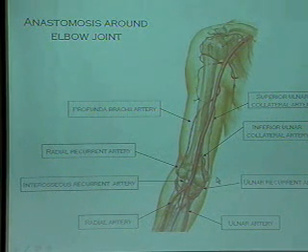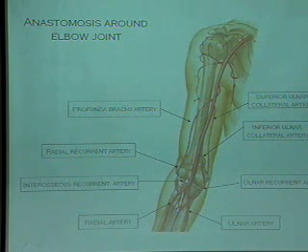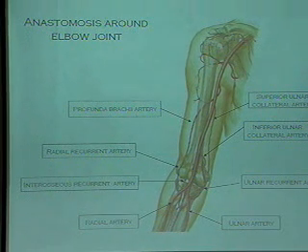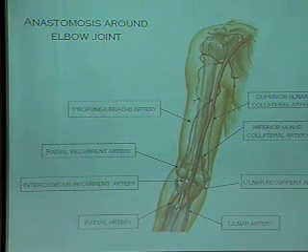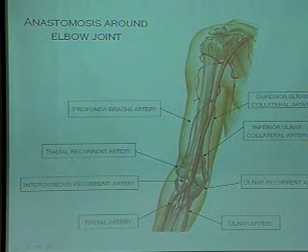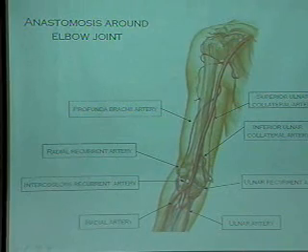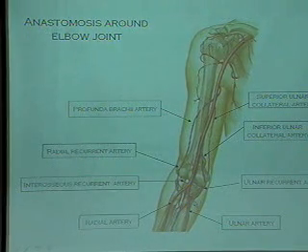This is just a picture with labeling. There's nothing to explain really. All that you have to know is these branches and how they join. Profunda brachii joins with the radial recurrent and interosseous recurrent. Superior ulnar collateral joins with the anterior and posterior ulnar recurrent.